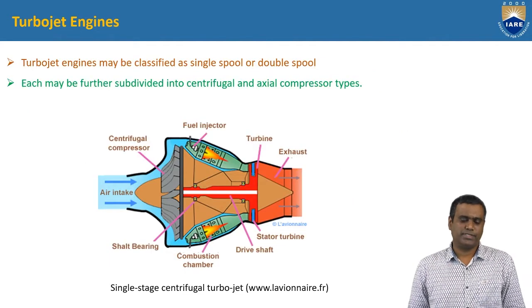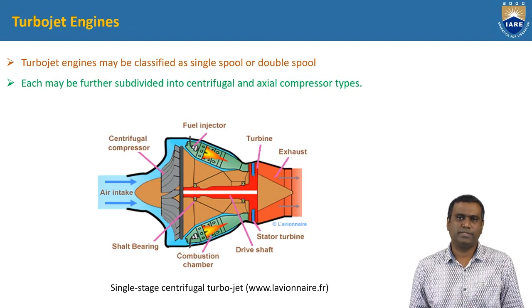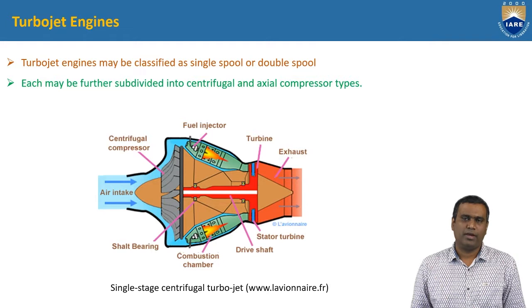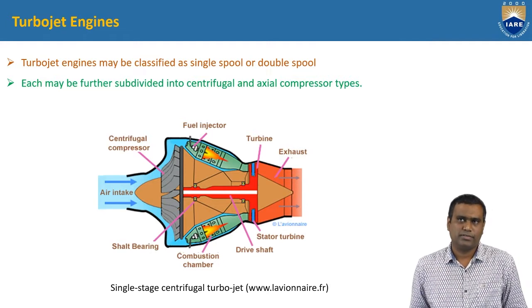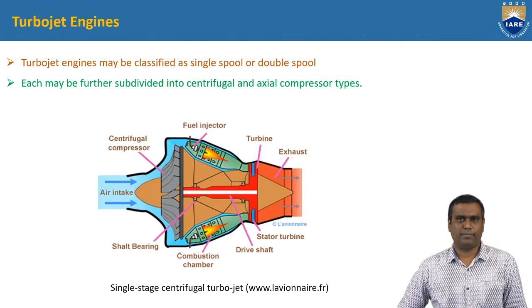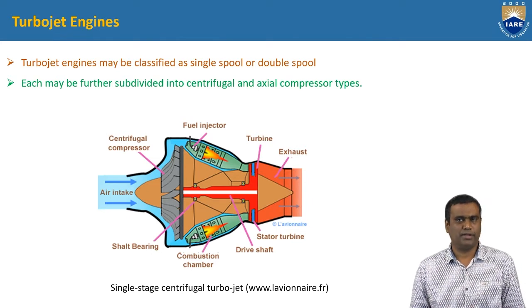Turbojet engines may further be classified as single spool or double spool engines, that is turbojet with single spool and turbojet with dual spool. They may be further subdivided into centrifugal and axial compressor types, that is based on the compressor type: turbojet with centrifugal compressor, turbojet with axial compressor, like this.